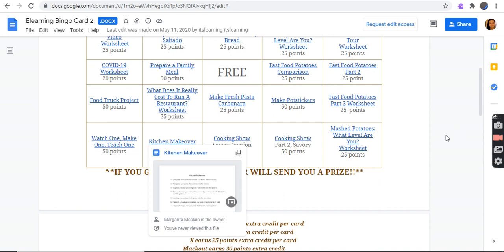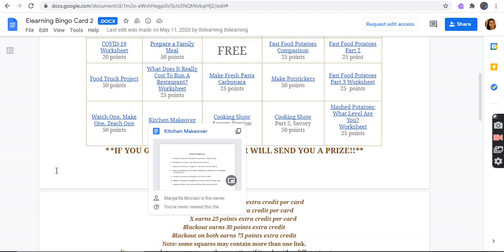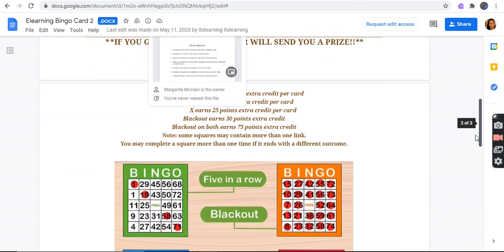Food truck project. What does it really cost to run a restaurant? Worksheet. Make fresh pasta carbonara. Make pot stickers. Kitchen makeover. Fast food potatoes part 3 worksheet. Watch one, make one, or teach one. Cooking show, part 2, savory, 50 points. Mashed potatoes, what level are you? Worksheet.